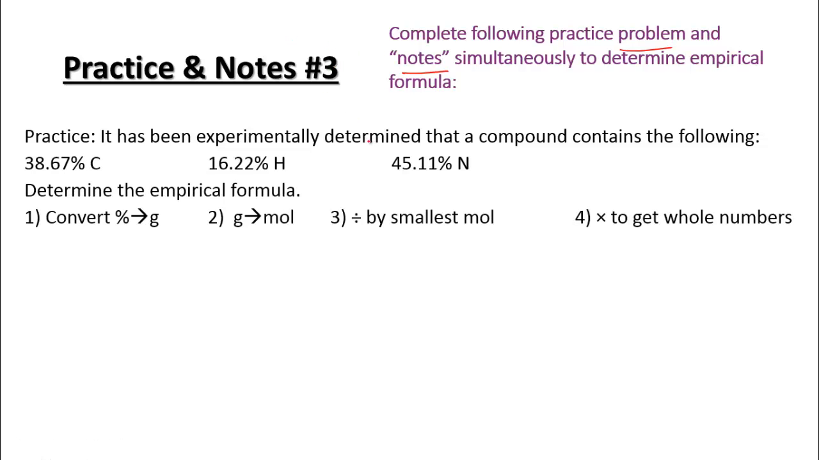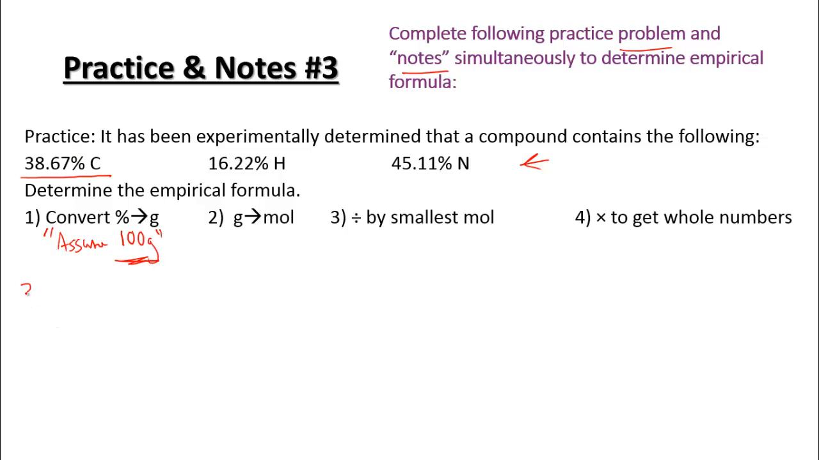It has been experimentally determined that a compound contains the following. So this is the percent by mass data. This here would come from a mass spectrometer perhaps. And it could tell you what percent we have of each element. Now, to determine the empirical formula, here are the rules you want to do. The first rule you want to do is convert percent into grams, and also add this in your notes. Assume 100 grams. So if you have 100 grams of your compound, and it's 38.67% carbon, really that means you have that exact same number of grams of carbon in 100 grams.